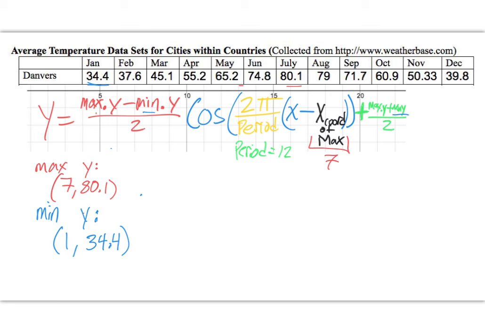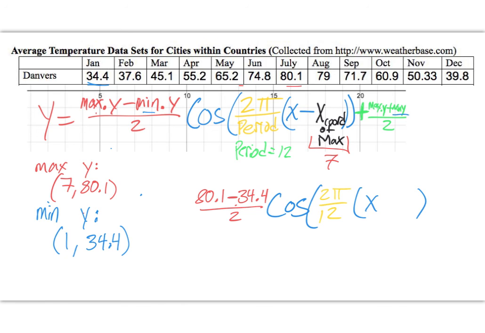Okay, let's build our equation. So we need a max y value. That's going to be 80.1 minus a min y value, 34.4, divide by 2. That's my amplitude. Cosine. We need 2 pi over 12. The next parentheses is really, really important. And that's going to be x minus the x coordinate of the max, which we said was 7.